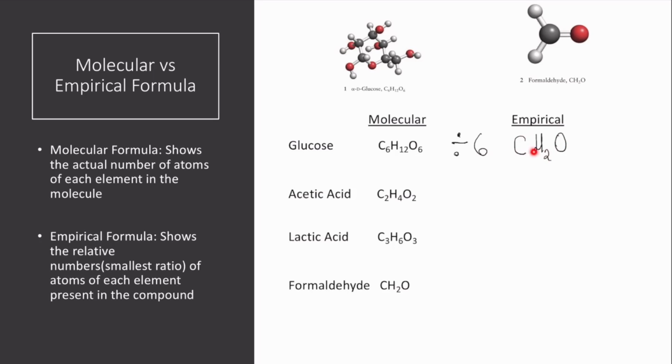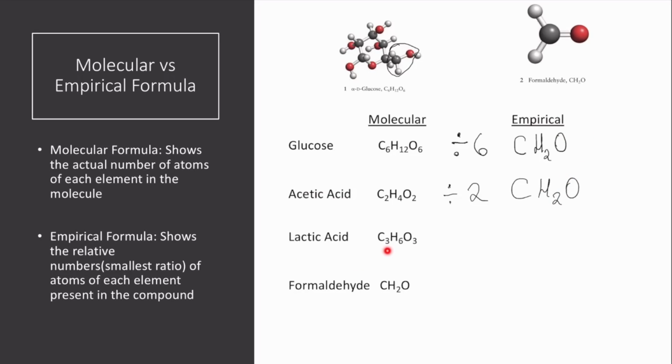We can see that this 1 carbon, 2 hydrogens, and 1 oxygen is right here, shown in this figure. And this is just one unit of the different units that make up the molecule of glucose. Next is acetic acid, and this is its molecular formula. In this case, we divide it by 2, and we get the empirical formula that is the same as the empirical formula of glucose.